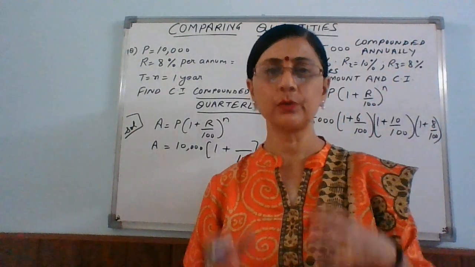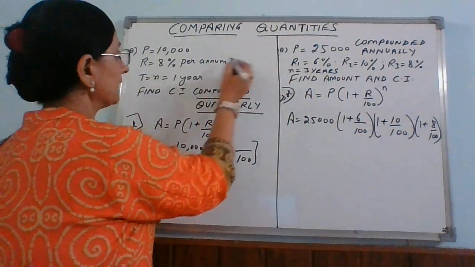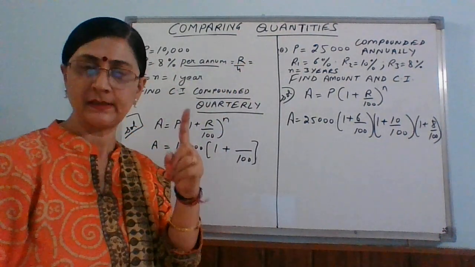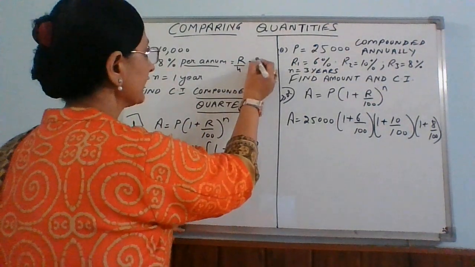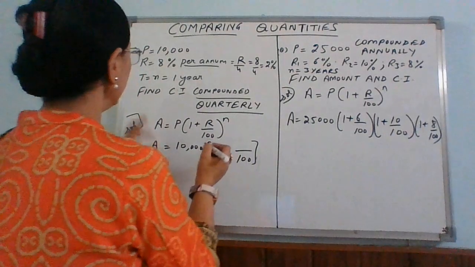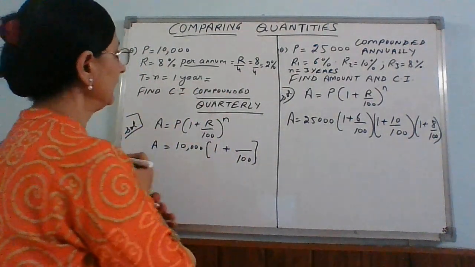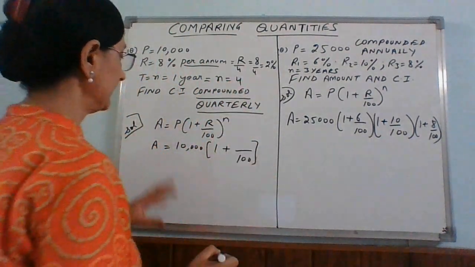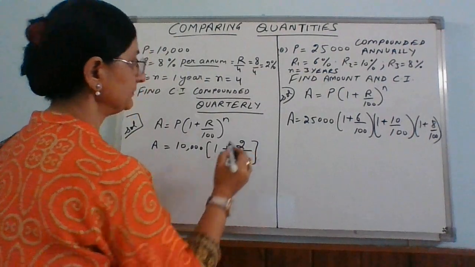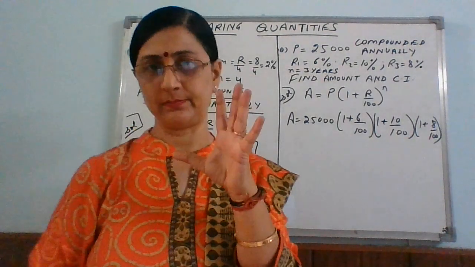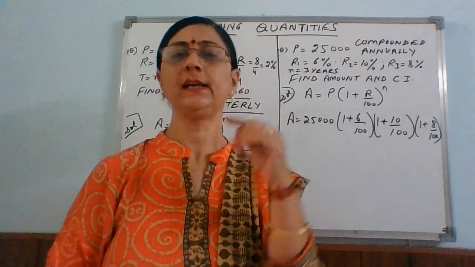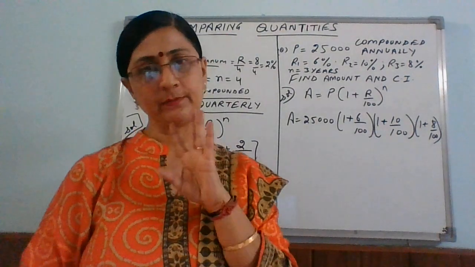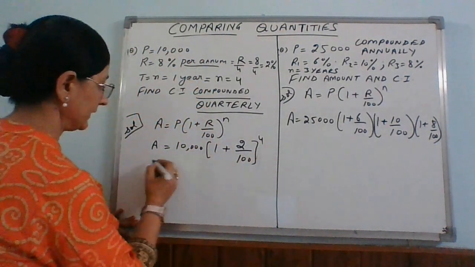What changes you have to do for quarterly is that the rate is divided by 4, because there are 4 quarters in a year. This is the rate of 1 year. There are 4 quarters, so 8 by 4 is 2%. Now 1 year is the time period. In 1 year there are 4 quarters, so n will also be 4. So the rate is 2%, because annually it was 8% for the whole year, divided by 4 because there are 4 quarters, and 8 divided by 4 is 2. For time, in 1 year there are 4 quarters, so n is 4. Now let us solve this.